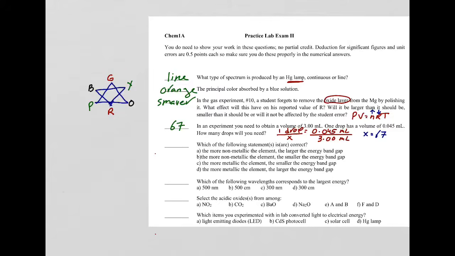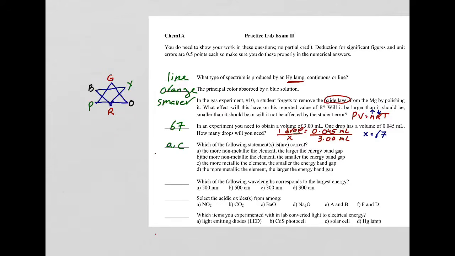Alright, which of the following statements are correct? Now, I think it's experiment 8 in your lab manual. There's a page that you should definitely read before your exam. And it talks about the energy band gap. Basically what it is, so in this case, A and C are correct.